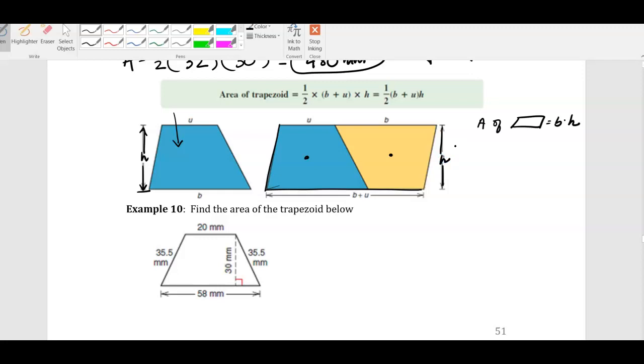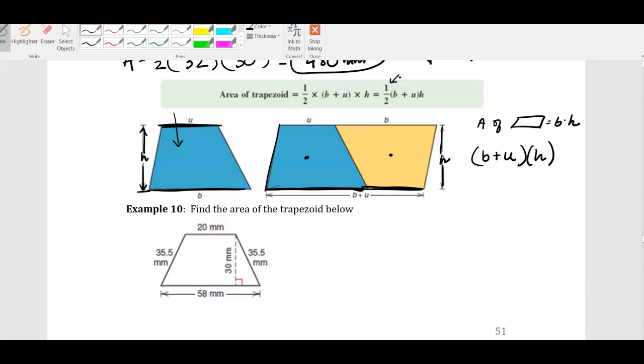The base is going to be whatever the bottom base is, so the longer side of the trapezoid, plus the smaller base on the trapezoid. If we add those together, so b plus u, that's going to give us the base of the parallelogram. So it's really going to be b plus u times height, okay?